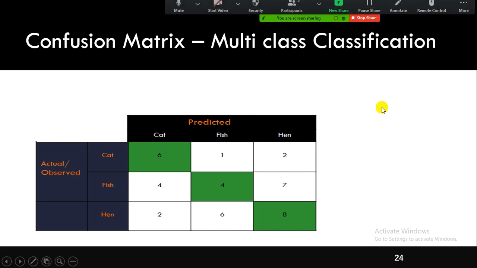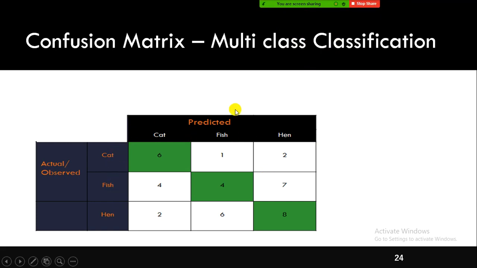Let's say in this case you want to classify the given images as cat, fish and hen correctly. You fitted the model and generated the confusion matrix. Since the target variable has only three classes or categories in it, your confusion matrix will be a 3x3 matrix. Your dependent variable has cat, fish, hen. Hence, it is a 3x3 matrix.